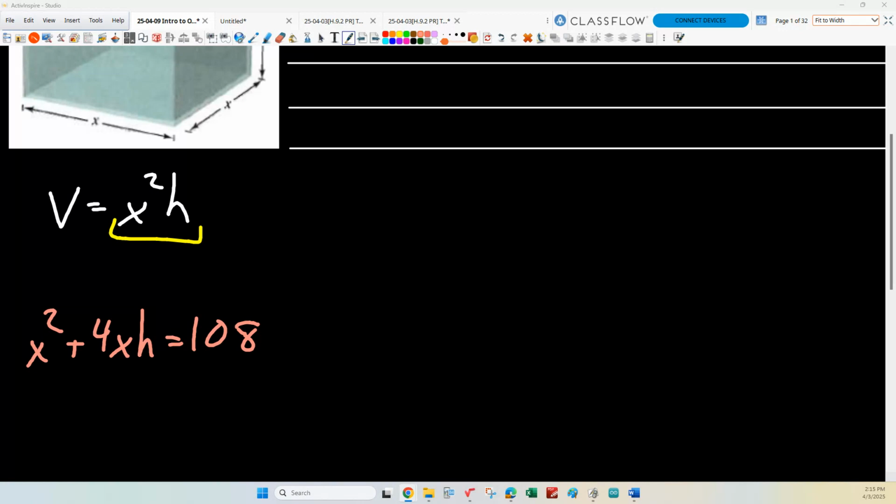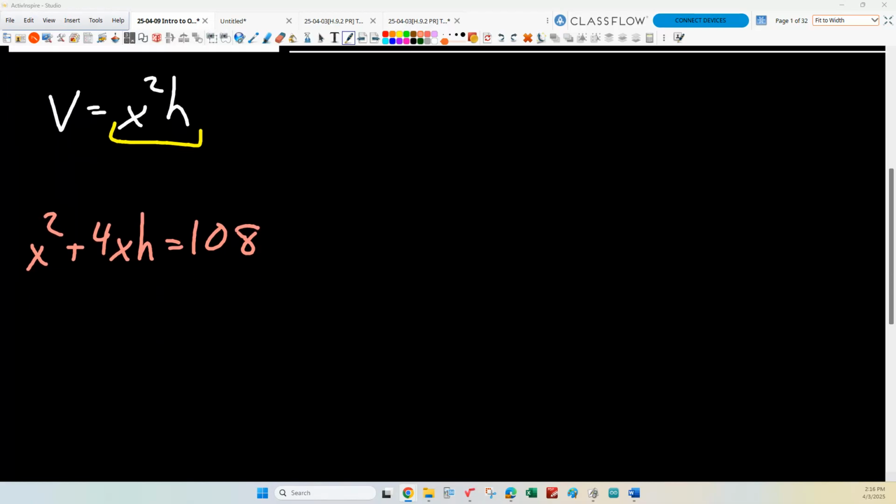Which one of those variables would it be much easier to isolate and substitute? h. Everybody see that? How come? Yeah, it only shows up once, right? Good. The other x's show up in 2 separate terms. That would be really tough to do. So we want to solve for h. All right? So if I solve for h, what do I get?